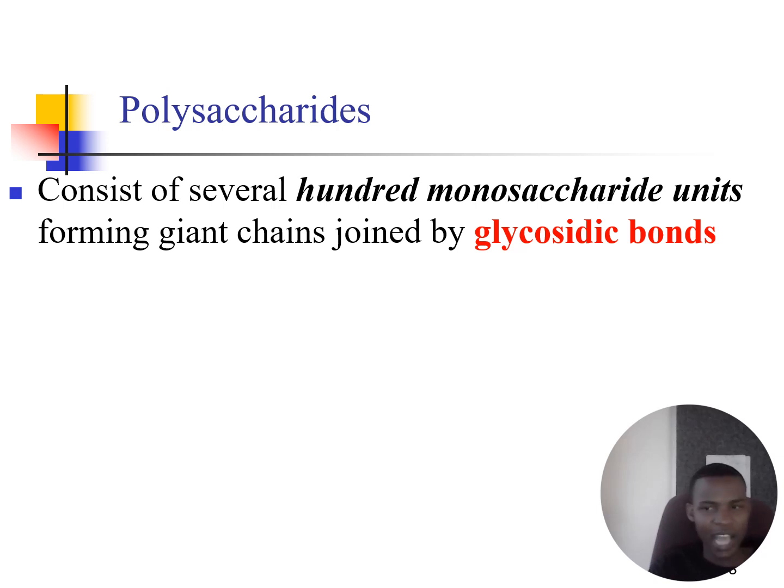Polysaccharides are not soluble in water. Why are they not soluble in water? It's because they are complex. Guys, what is digestion? Digestion is a process whereby you break down large, insoluble, complex molecules into soluble, small ones. Because these are complex, they are going to be insoluble in water.